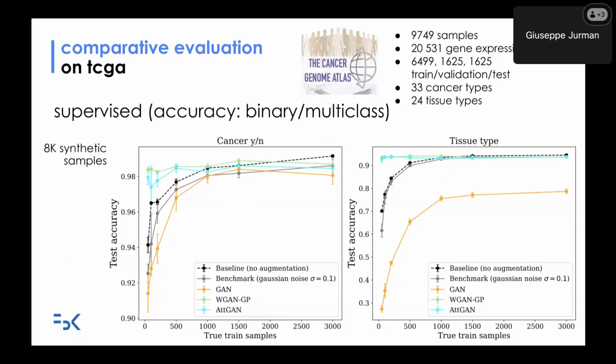In the supervised case, using 8,000 synthetic examples, both in a binary example, cancer or non-cancer tissue, or distinguishing different kinds of tissue type in a multi-class experiment, the attention GAN in both cases reaches the best result, and the results are really enhancing the original model with respect to using only real omics data.